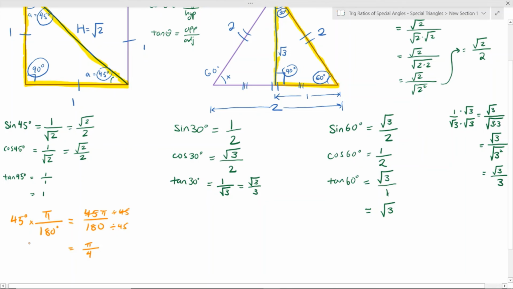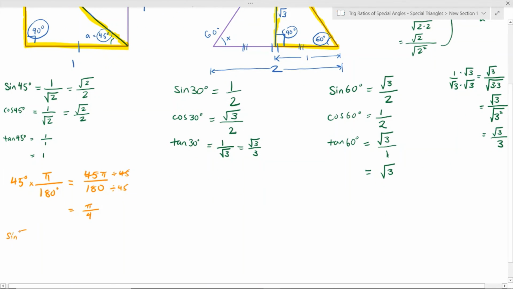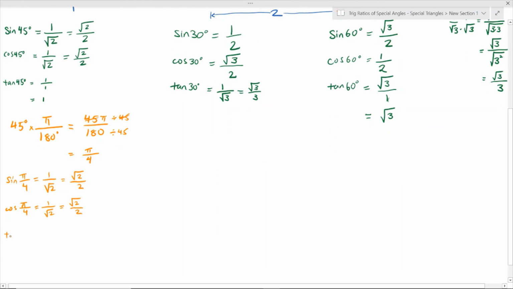So thus we can conclude that sine of pi over 4 is equal to 1 over square root 2, which is equal to square root 2 over 2, and cos pi over 4 is equal to 1 over square root 2, which is equal to square root 2 over 2. Then we have tan pi over 4 is going to be equal to 1, right? Because same things as this, okay? So square root 2 over 2 right here, square root 2 over 2 copied right here, 1 copied right here.